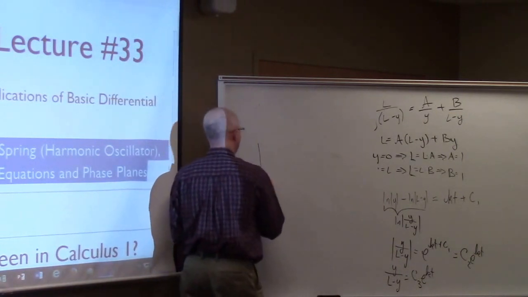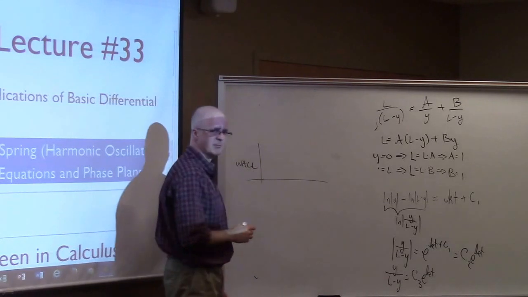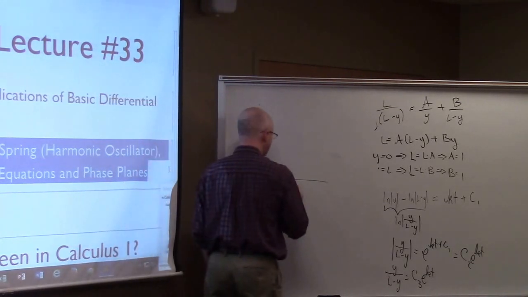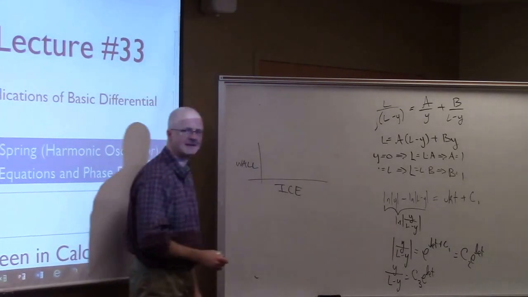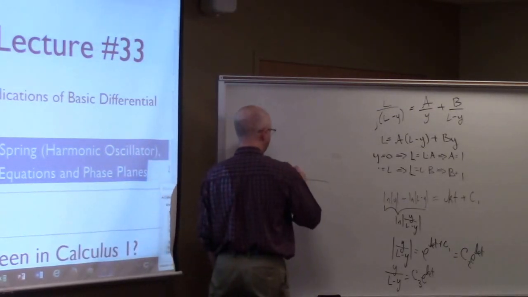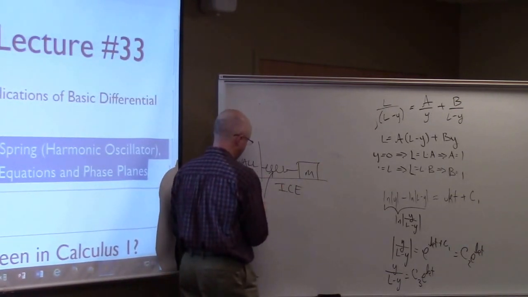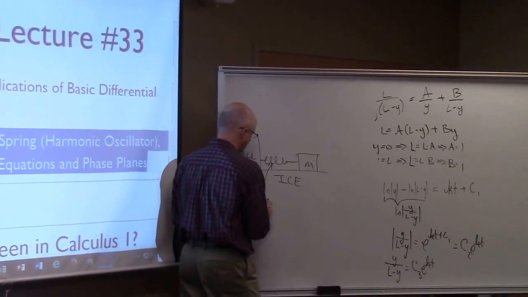So we have a drawing of a mass on a spring. We have a wall over here, an immovable wall. We have ice down here. We don't want any friction here initially. Mass on a spring. This spring, we're going to assume has no internal friction.